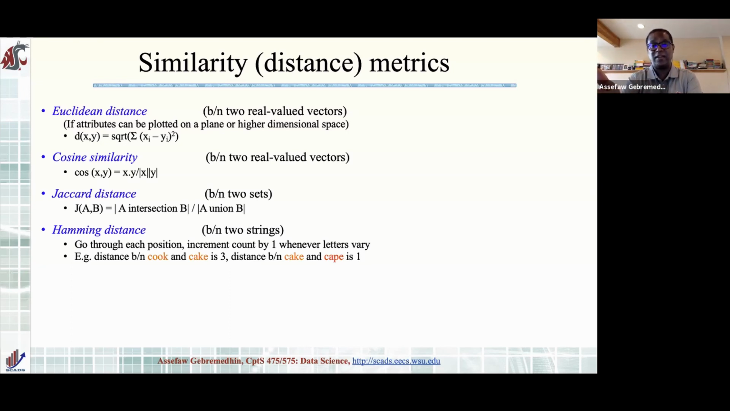But if I have cake and cape, they differ only in one of the characters. K became a P, and so the Hamming distance is a one. This is also called edit distance in bioinformatics for those of you who are in that area. So when I have strings, Hamming distance is a common one to do. When we have real valued vectors, Euclidean distance and cosine similarity are by far the more common ones to do, but they are not the only ones.